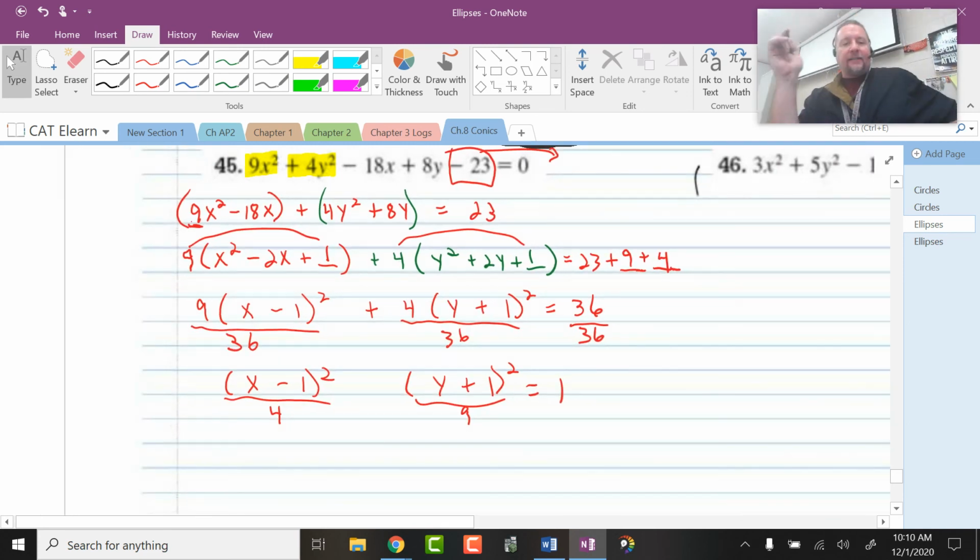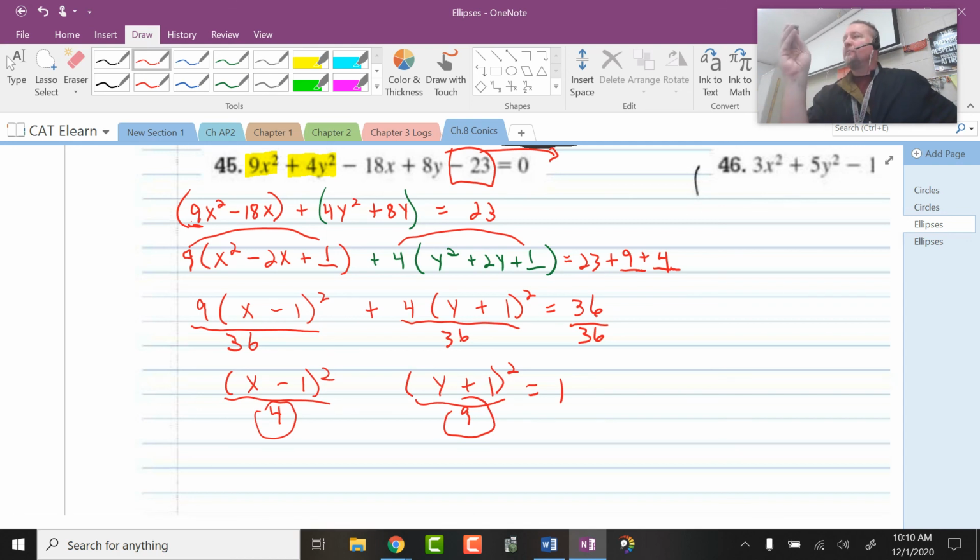Now we see why it's an ellipse. The center is still 1 comma -1, but my x-axis radius is 2, my y-axis radius is 3. I have an oval, not a circle. So I go left, right, 2, up, down, 3. I could find the foci by 9 minus 4. This is almost identical to that one that we had earlier. Square root of 5 is the C value, and so on and so on and so forth.